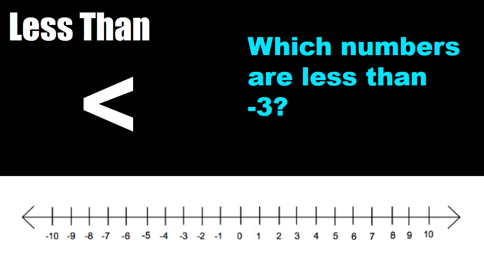Now let's take a look at the less than sign. You notice that it is the opposite of the greater than sign. Which numbers are less than -3? I find -3 and realize that it's all the numbers to the left of -3 because they're getting smaller and smaller. But this time, -3 is not included because I can't say that -3 is less than -3 because those are equal.